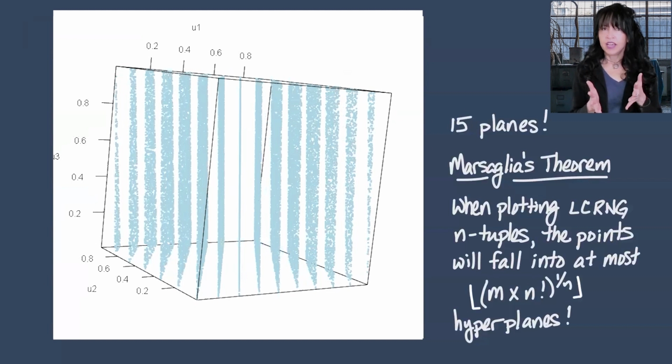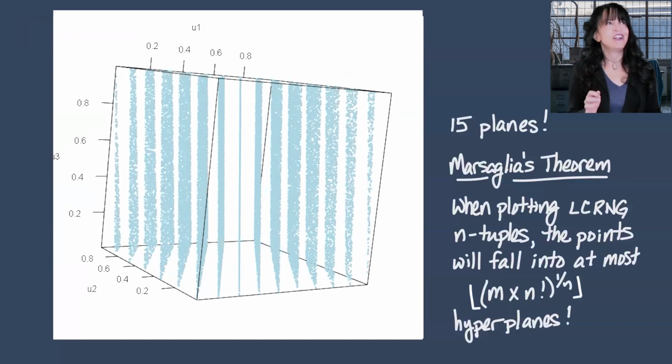Marsaglia proved that at best, the most hyperplanes you can get is m times n factorial, all raised to the 1 over n. And then you could put a floor function on that to make sure you get an integer, so round down. And that's the best you can do. This is a cool theorem, but this is not a sharp bound.